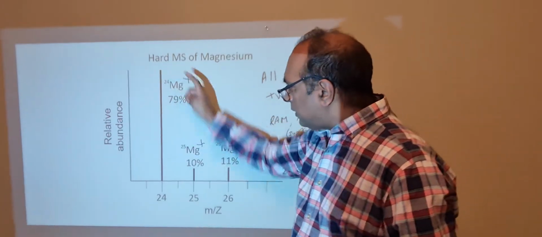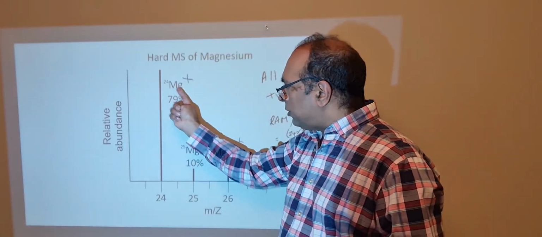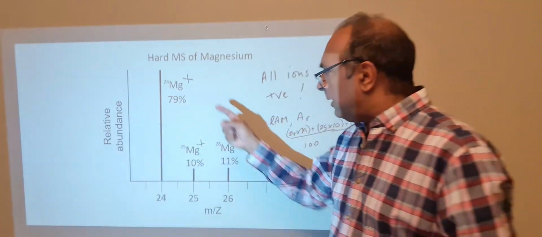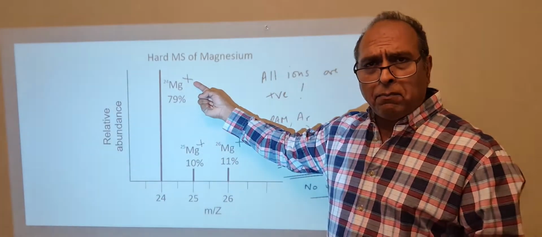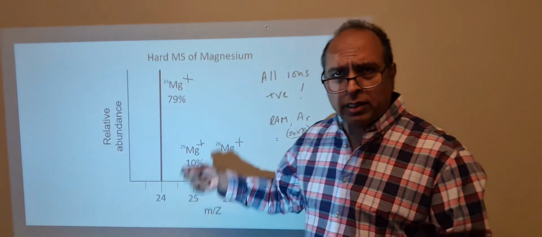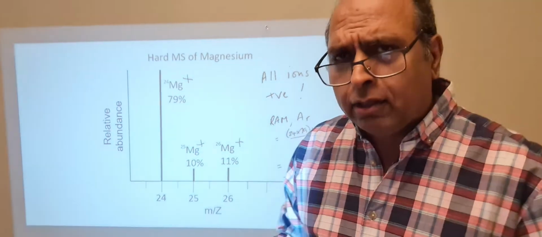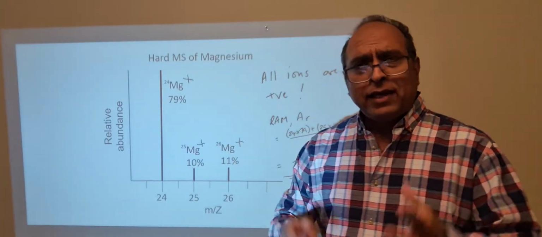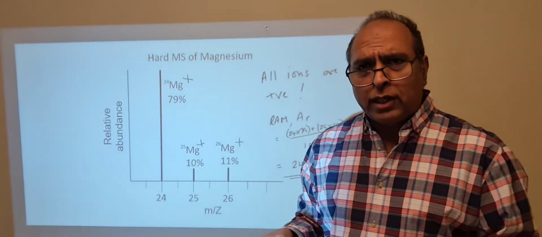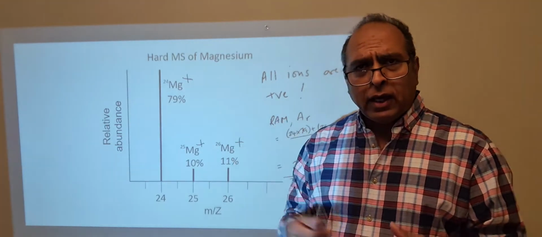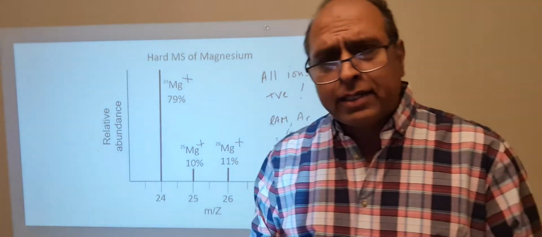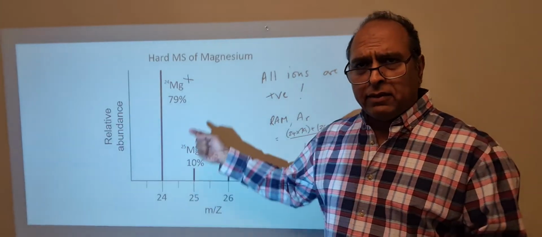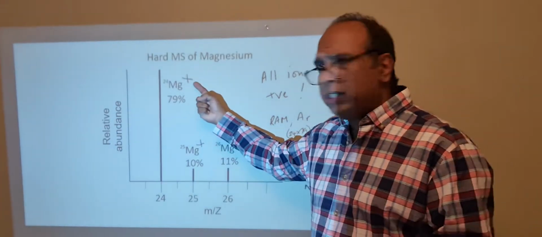So 79% of them are magnesium 24, and when I got this diagram off the internet, there were no positive charges on it. I want you to label the ions that you get as positive. They have to be positive, otherwise they would not get through and hit the detector. Without them being positive, it makes no sense. So I want you to put positive in.